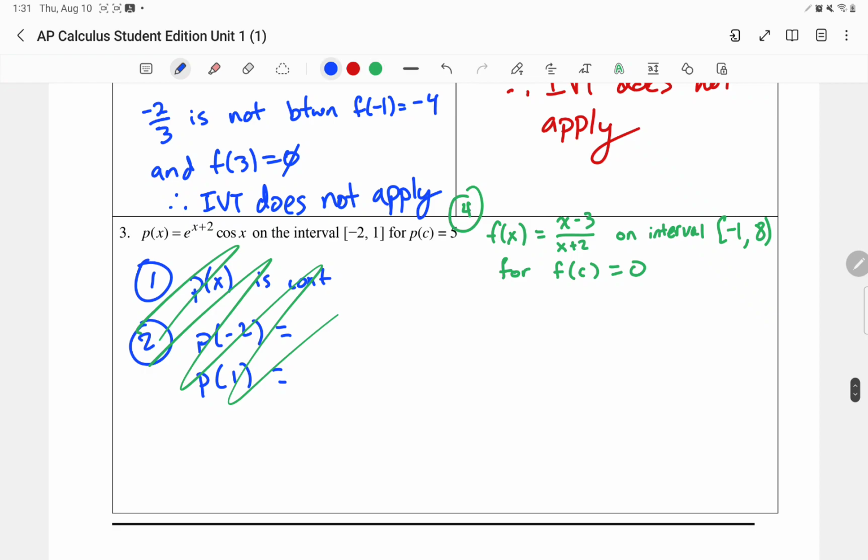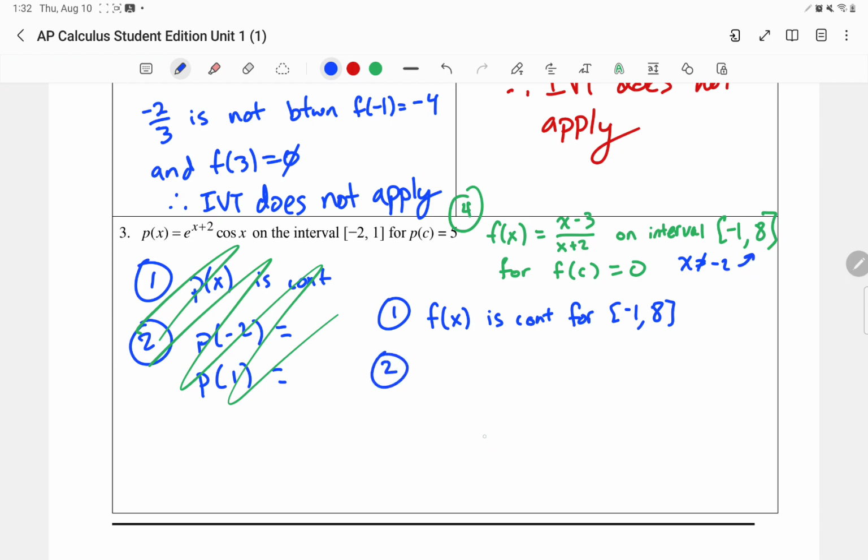So the first part would be, this should be a bracket. Okay, the first part is that continuous part. So remember, f of x is going to be continuous here for negative 1 to 8. And the reason it is continuous is that we couldn't have x equals negative 2, but that is not in that interval. So in the second thing we're going to check is we're going to check our endpoints.